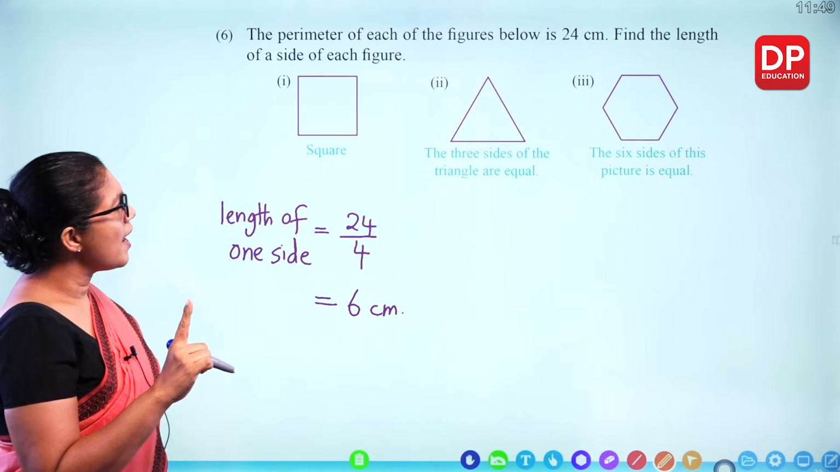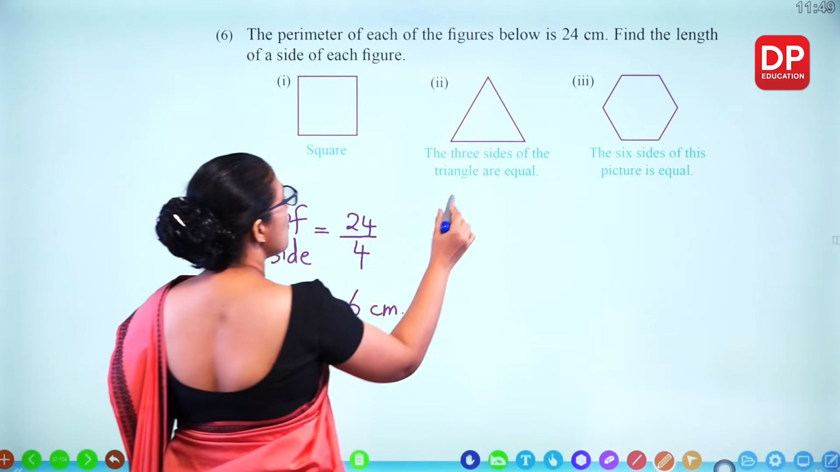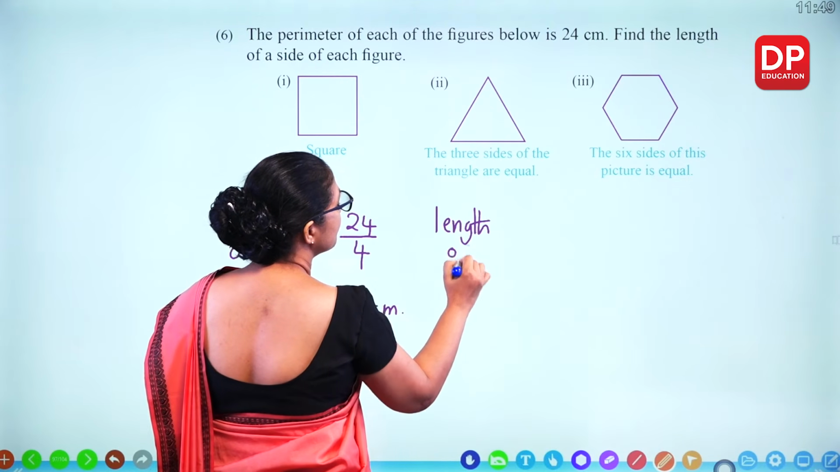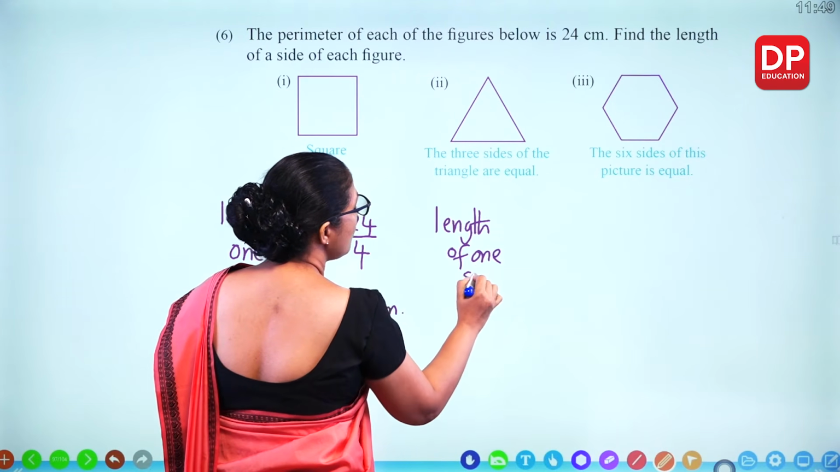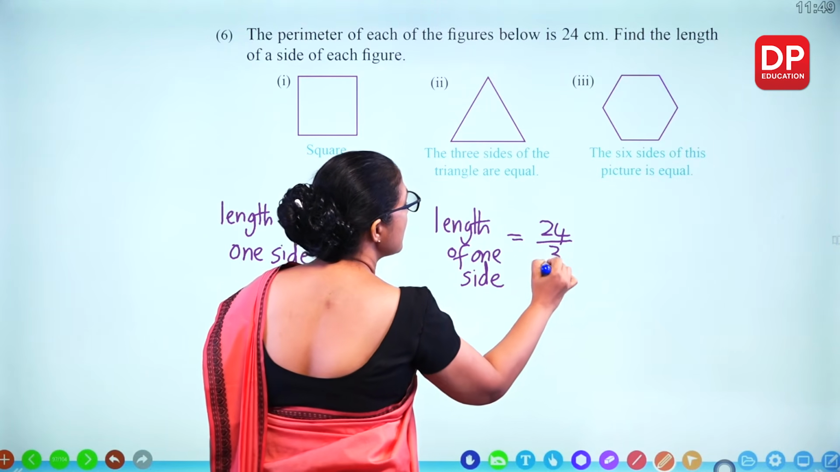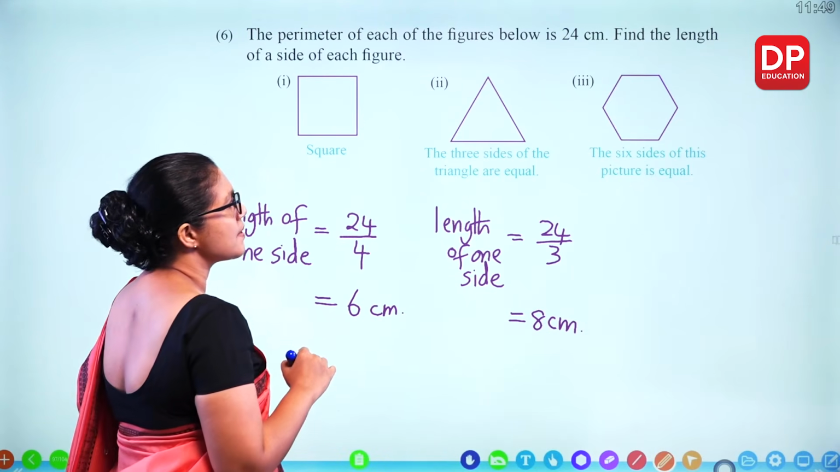3 sides of the triangle are equal. That means equilateral triangle. So what is the length of one side? You have to divide by 3. 24 divided by 3. That becomes 8 centimeters.